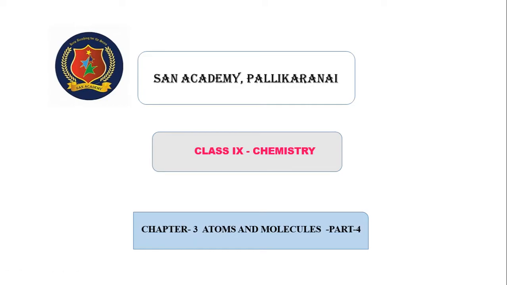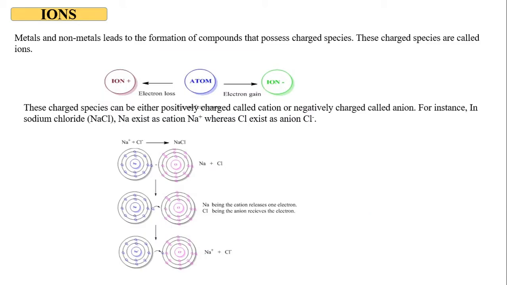Happy day, children. Today we are going to see chapter 3, Atoms and Molecules, part 4. Last session we discussed elements, molecules, how molecules combine together to form different compounds, and atomicity. Today we are going to see about ions.